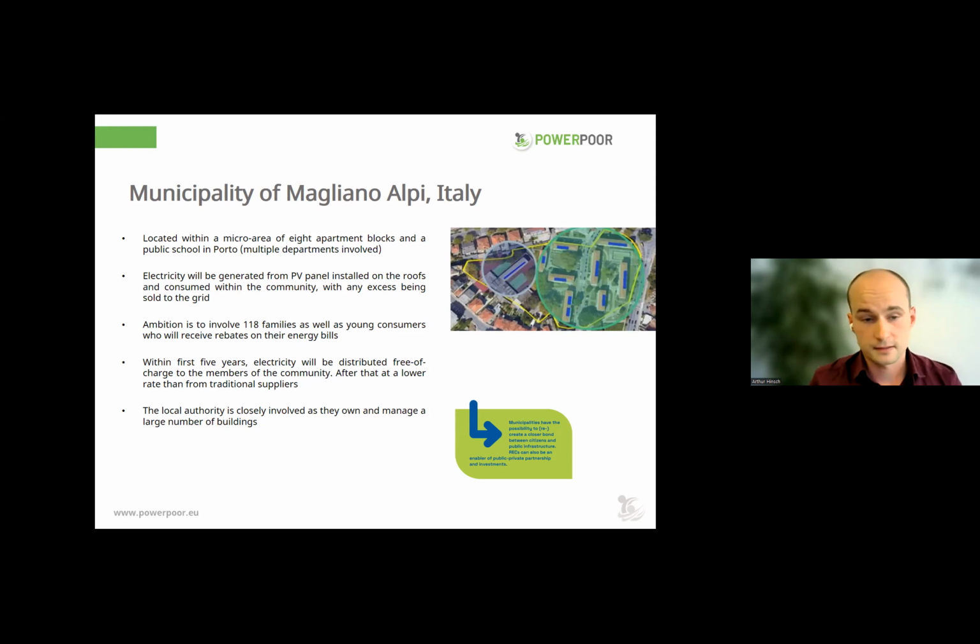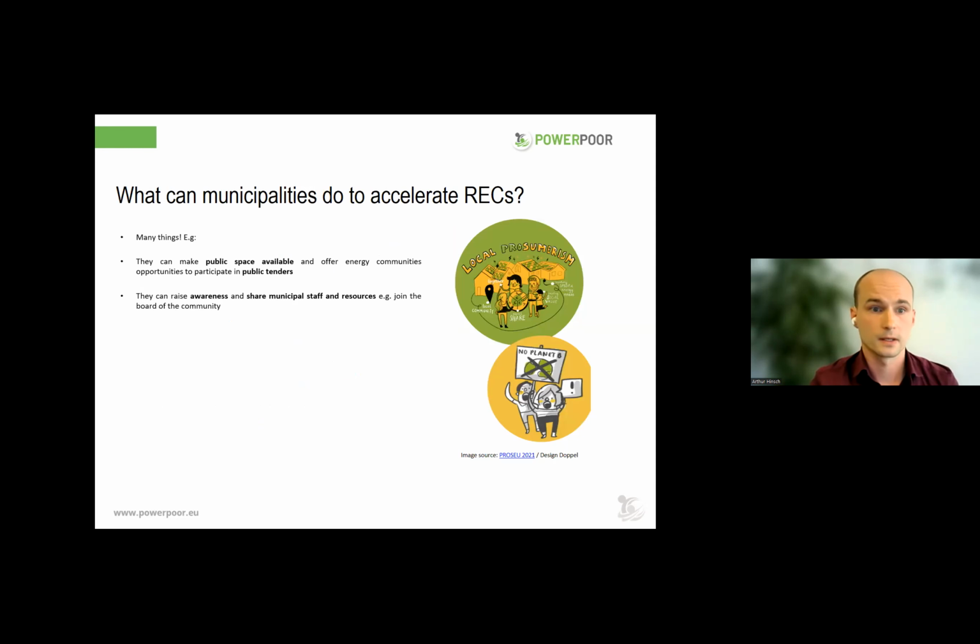And in this particular case, the local authority is closely involved as they own and manage a large number of buildings. So here again, a very clear case of how public authorities can support this. If you know a municipality, or if you're working at a municipality and you've got a lot of public space, a lot of roofs available, and you've done some kind of solar cadastre or whatever, and you know what the potential is, why not consider making this accessible to your citizens? Because there are so many benefits, not least mitigating energy poverty.